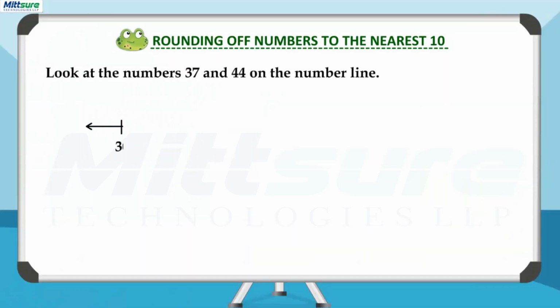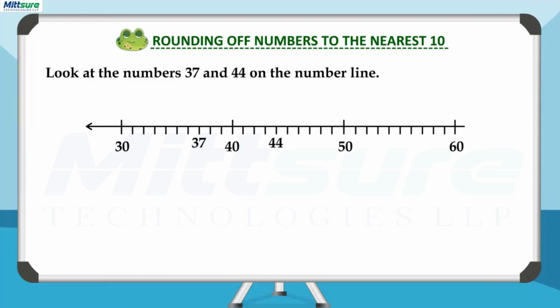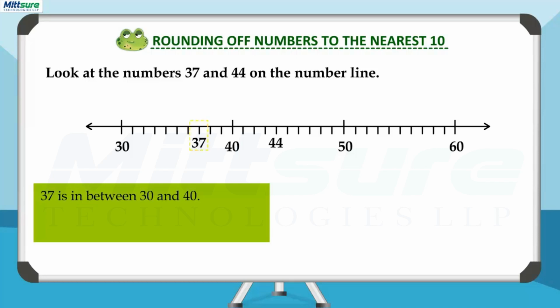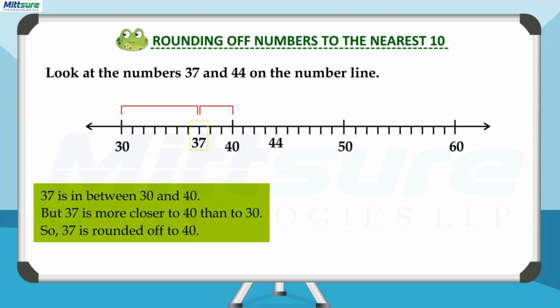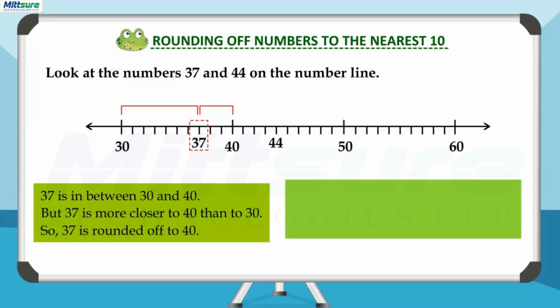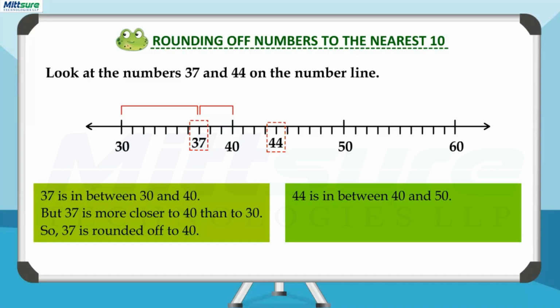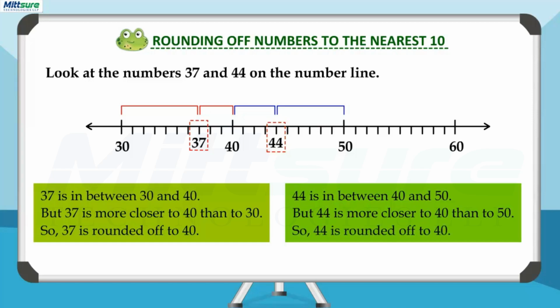Look at the numbers 37 and 44 on the number line. 37 is between 30 and 40, but 37 is closer to 40 than to 30. So 37 is rounded off to 40. 44 is between 40 and 50, but 44 is closer to 40 than to 50. So 44 is rounded off to 40.